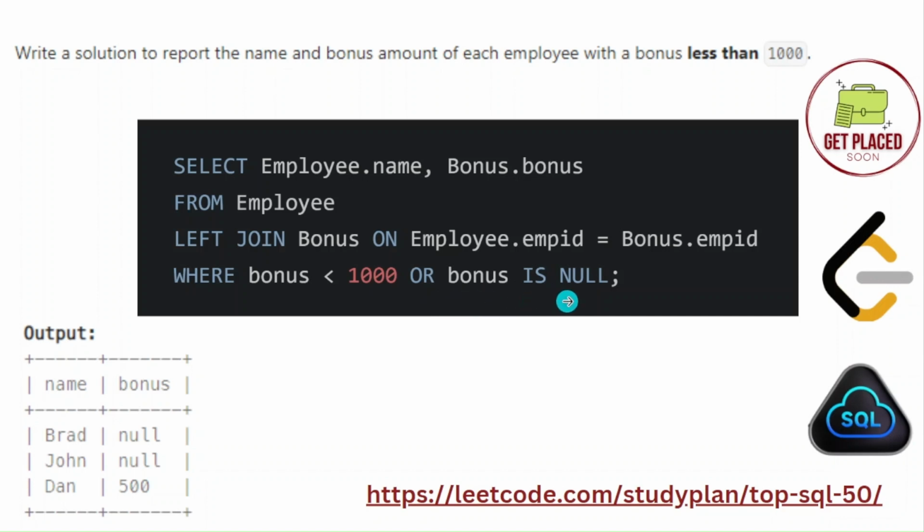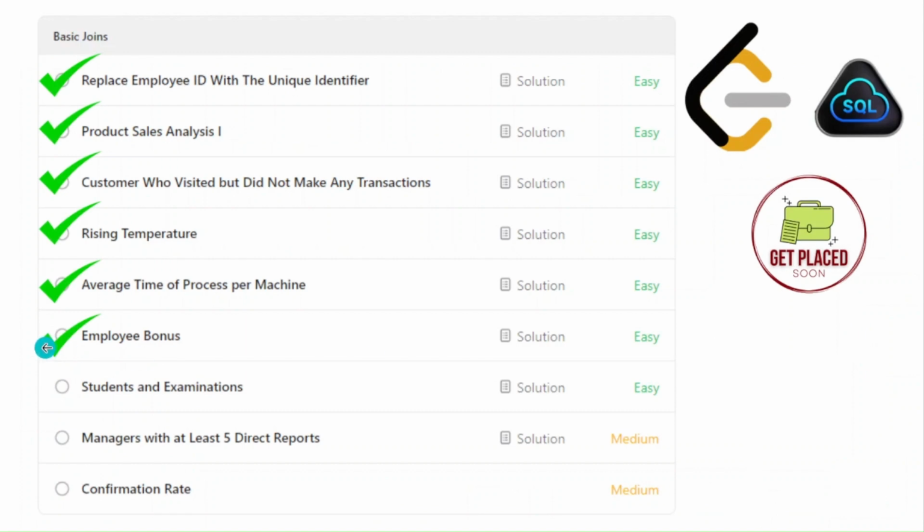Okay, because in left join we'll mention the right column name. In right join we'll mention the left column name. This is how we solve this problem. I hope you understood. If you have any doubts, make sure you comment below. By this we have completed the employee bonus problem also.